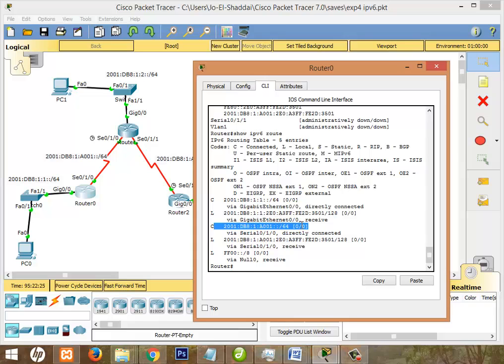So these are some of the troubleshooting commands which we use in IPv6. For more, you can always search on the internet. These are the commands which are used in this particular experiment, and a few more.